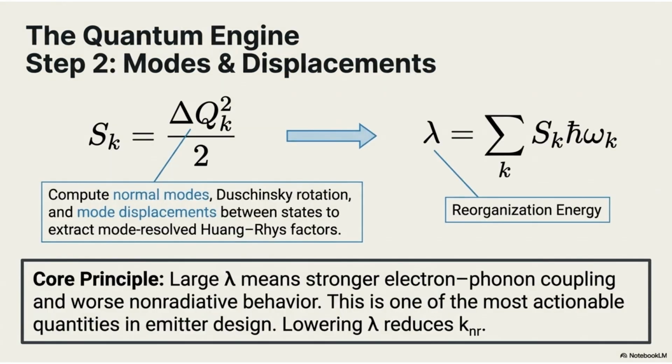Step 2 involves computing modes and displacements. We extract mode-resolved Huang-Rhys factors to find the reorganization energy, lambda. A large lambda signifies stronger electron-phonon coupling and worse non-radiative behavior, so lowering lambda is critical for emitter design.